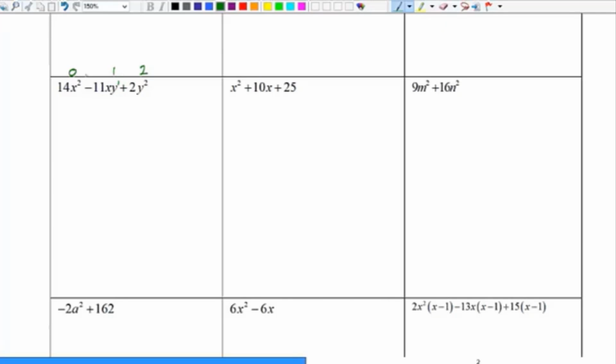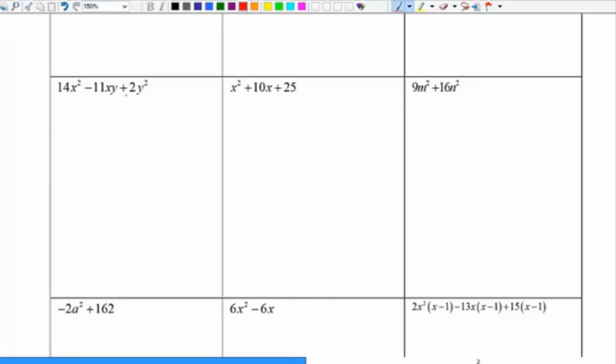So because my y's and x's go up and down nice and neatly, I know I can factor this the same way I factored the other trinomials. But starting with step 1 always, is there a GCF between 14, negative 11, and 2?